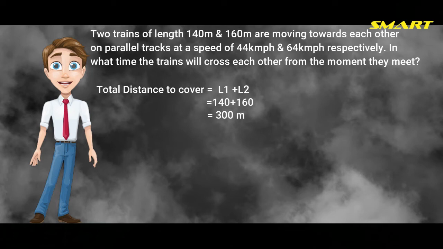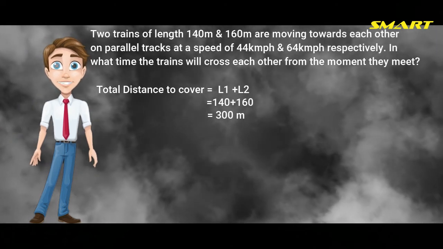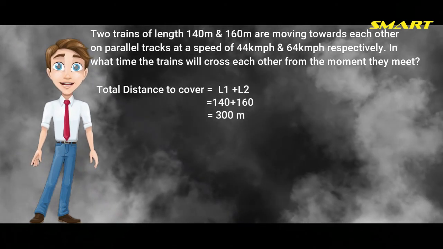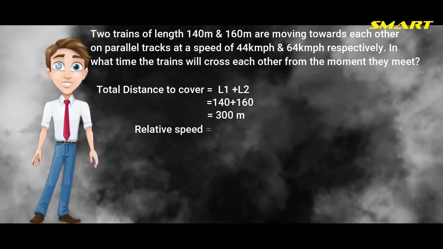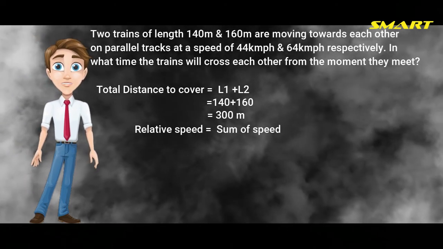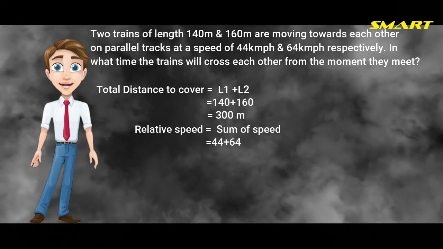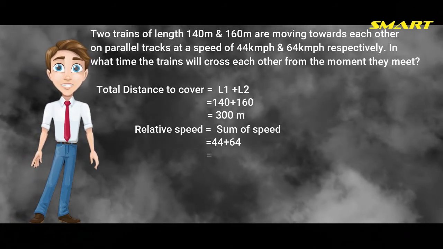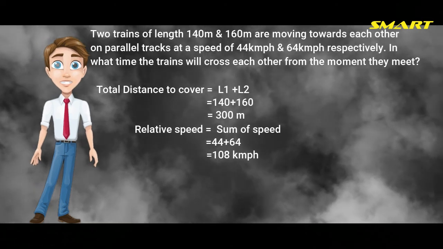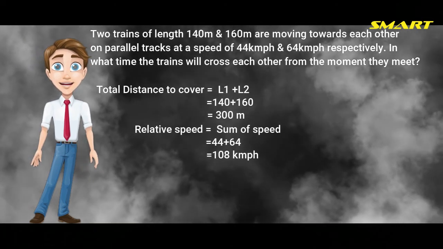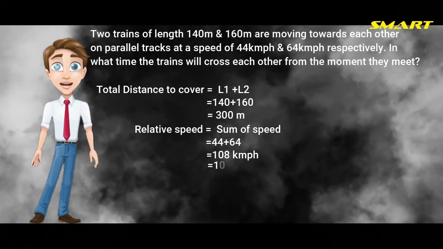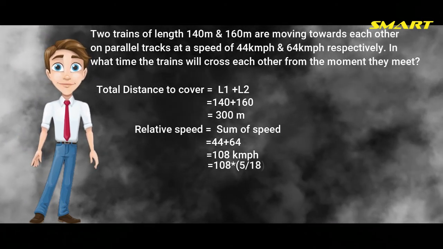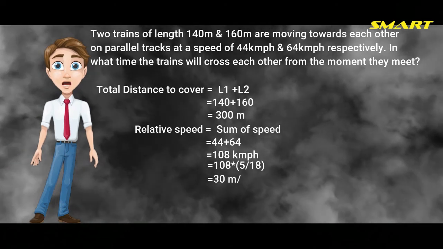Since there is no contact between the trains, we have to consider relative speed, and the trains are moving in opposite direction, so relative speed will be the sum of the individual speeds, and simply it is 44 plus 64, and we'll get an answer as 108 km per hour. Since the length is in meter, we have to convert speed into meter per second, and for that we are multiplying 108 with 5 by 18, and we'll get an answer as 30 meter per second.